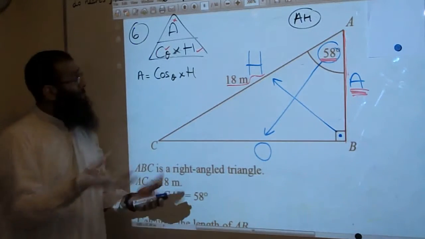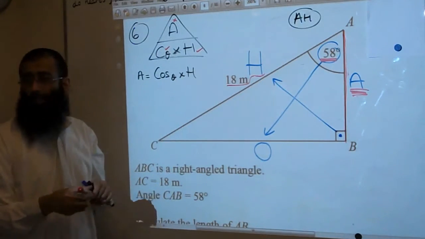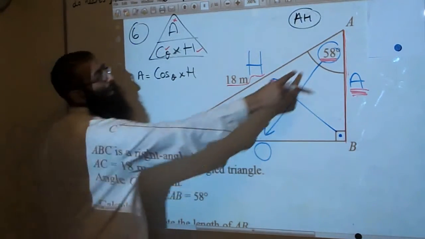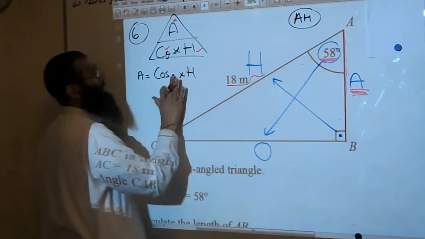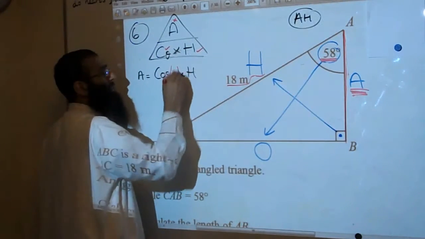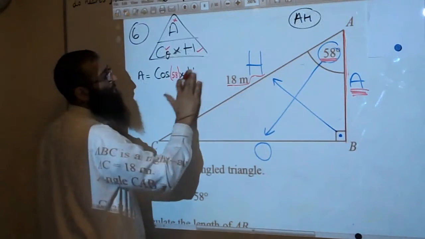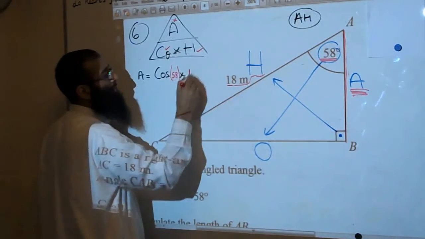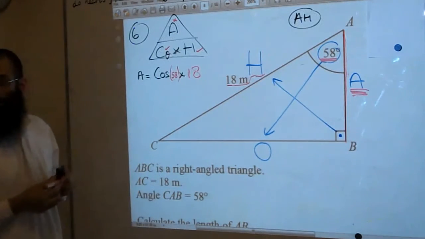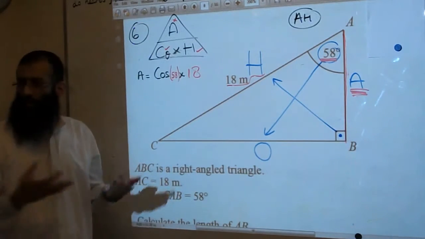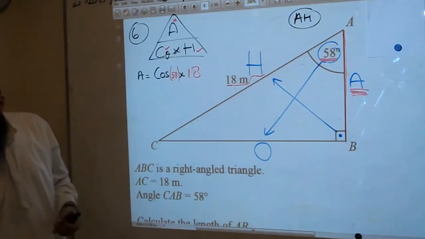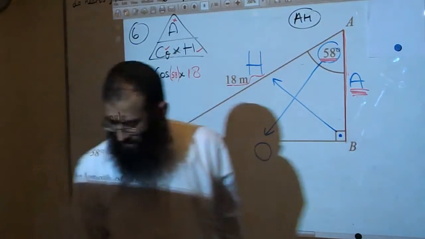Now I'm going to start to put the values in there. So the angle here is 58 degrees. I'm going to get rid of this and put the brackets in, as we see on the calculator. And the H value is 18. Okay, so I'll replace my letters and substitute the numbers in there. Now it's calculator practice. Okay, see my calculator.